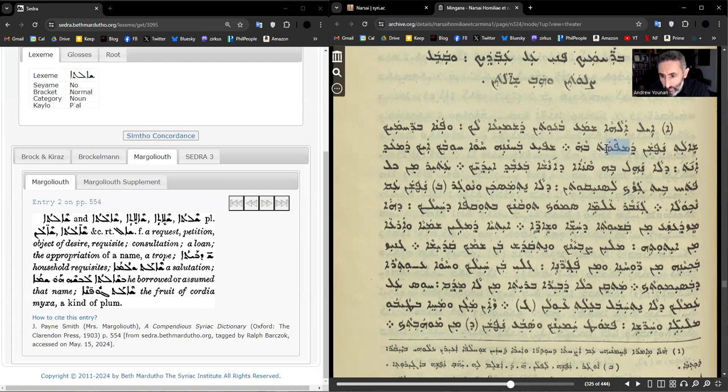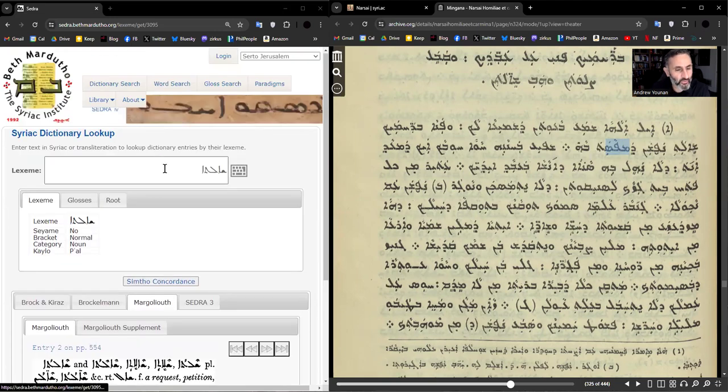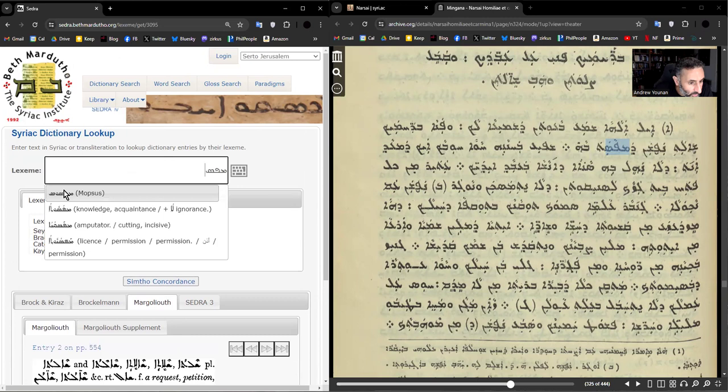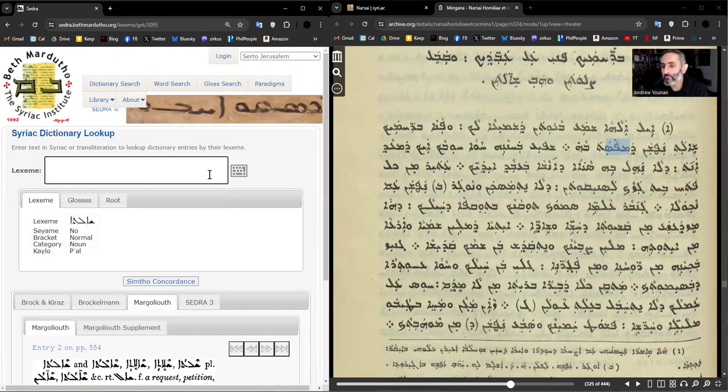So let's look up this root. Mim pe simkath. It's very rare that a root starts with mim. But let's look it up just for fun. Nope, there's nothing. So now we have a problem. So this mem is not part of the root. That means the mem is part of some kind of participle or something like that is going on here.